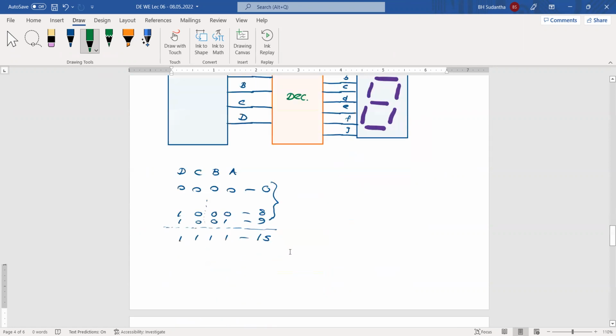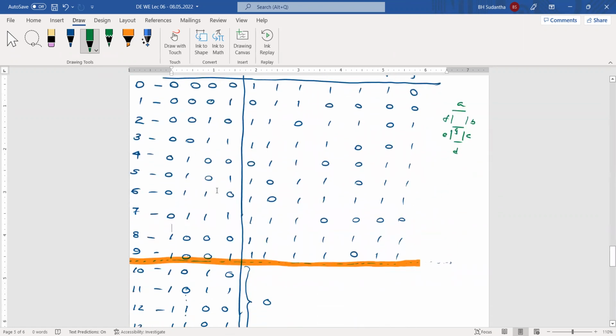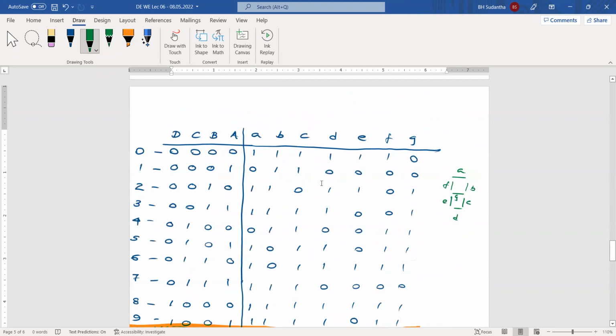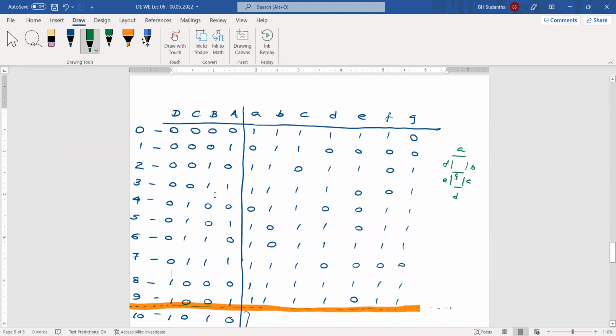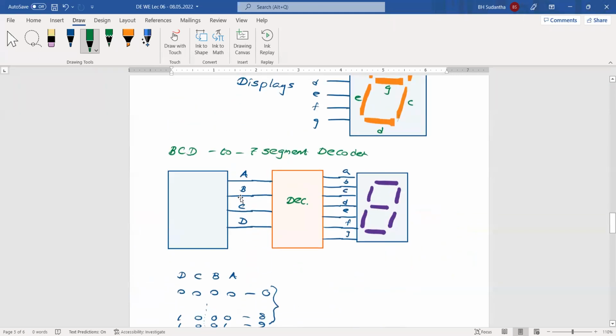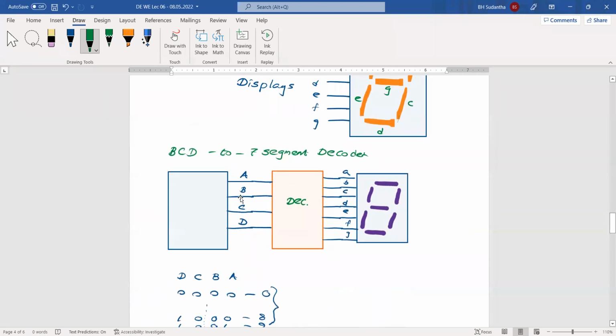Why? Here we have binary values, but we coded those things into decimal. Because of that, those values are not pure binary values. We say it's binary coded decimal. Then this converter, this decoder, is a BCD to 7-segment decoder.